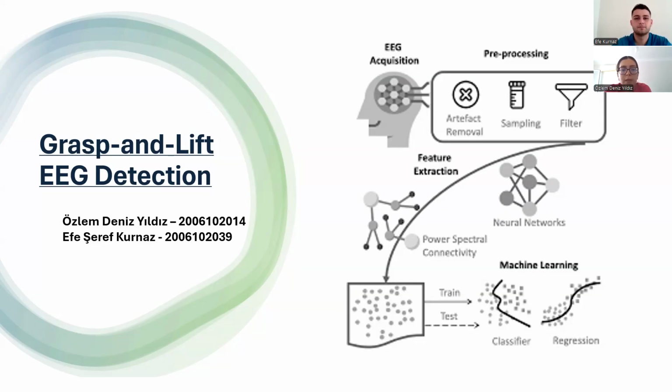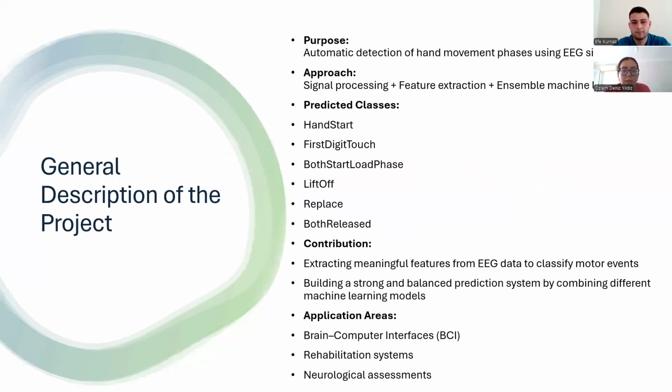Today we will present our biomedical project, grasp and lift EEG detection. General description of the project. Our purpose is automatic detection of hand movement phases using EEG signals. Approach: signal processing, feature extraction, ensemble machine learning. The predicted classes are hand start, first digit touch, both start load phase, lift off, replace, both release.